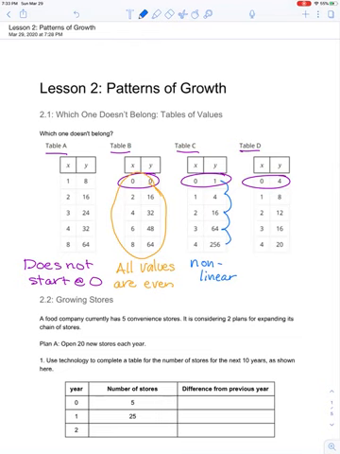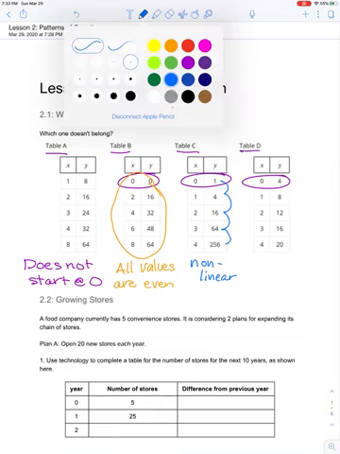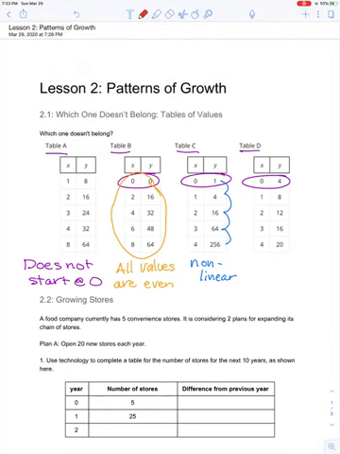And then Table D, it's the only one that does not have a 64. So it does not contain 64. You could also say it's a linear growth. So what I'm saying there is every time we go up on the Y, it's plus 4 each time.